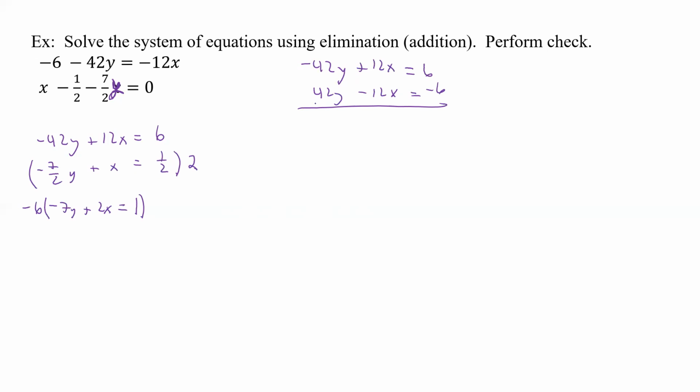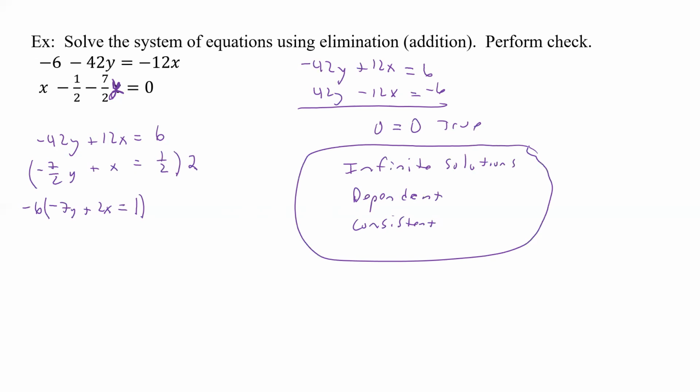Well, what happens here? Well, those cancel, that's 0. Those cancel, that's 0. Well, that's true. So that means we have an infinite solutions. And so it's going to be dependent and consistent. And so that would be our solution to this one.